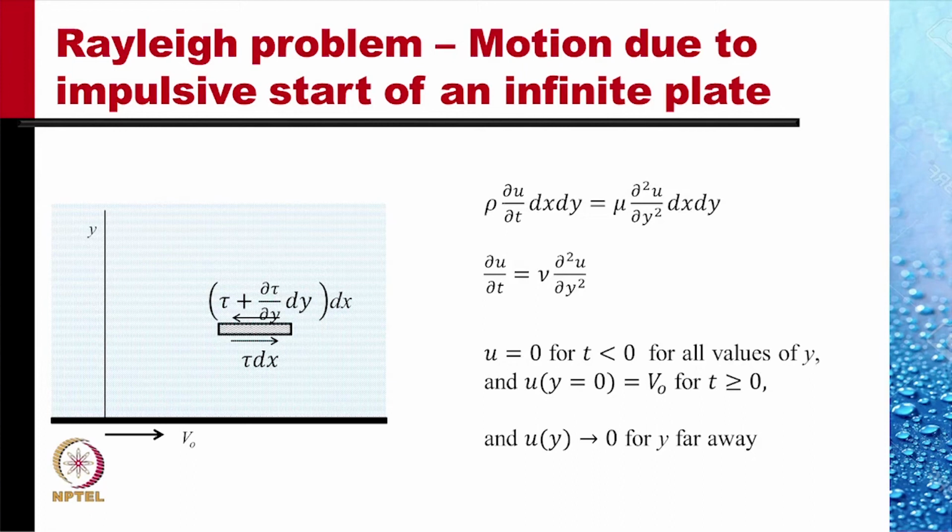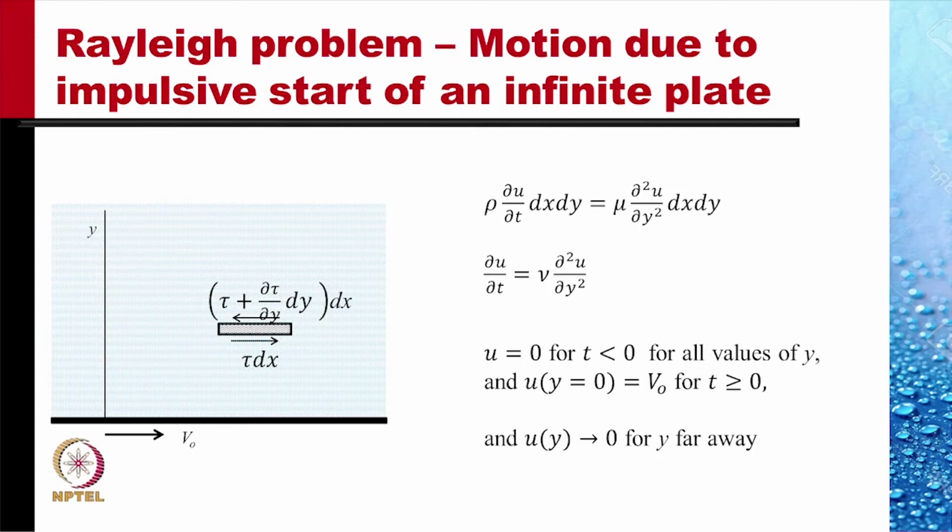u is equal to 0 for all times less than 0 and for all values of y everywhere; the fluid was at rest till time t is equal to 0. At time t greater than 0, the velocity at the lower plate is v naught. So u of y at 0 is v naught at t greater than or equal to 0.